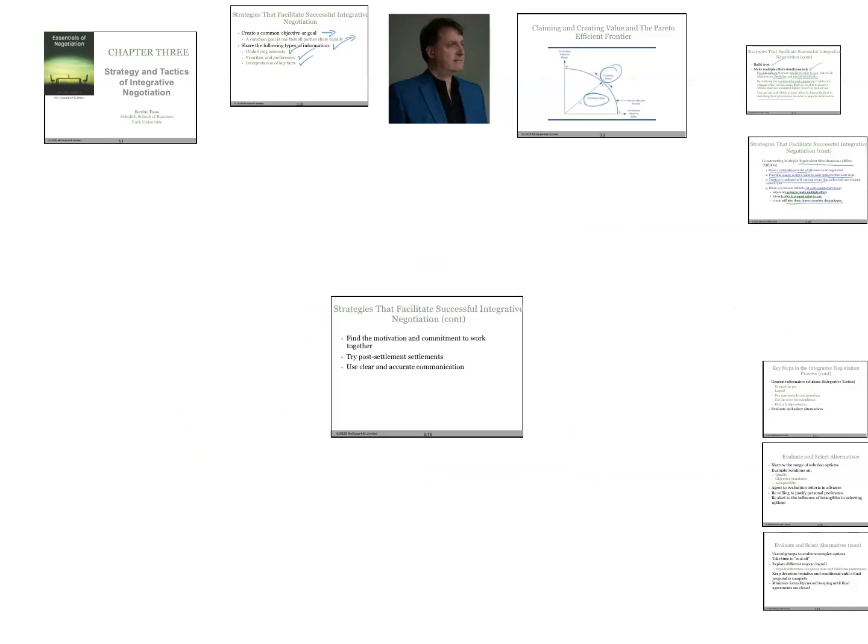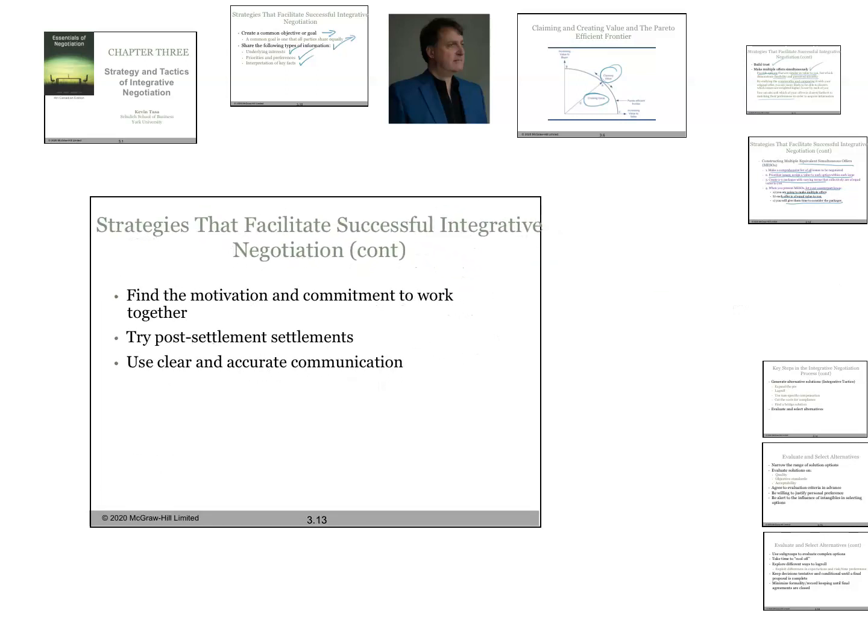The next 3 strategies we're going to look at are finding the motivation and commitment to work together, trying post-settlement settlements, and using clear and accurate communication. We begin with finding the motivation and commitment to work together. When describing this, it might sound like a combination of 1 or 2 other strategies. And it is probably because, like I said at the beginning, there can be some overlap and interconnectedness between the different strategies with integrative negotiation.